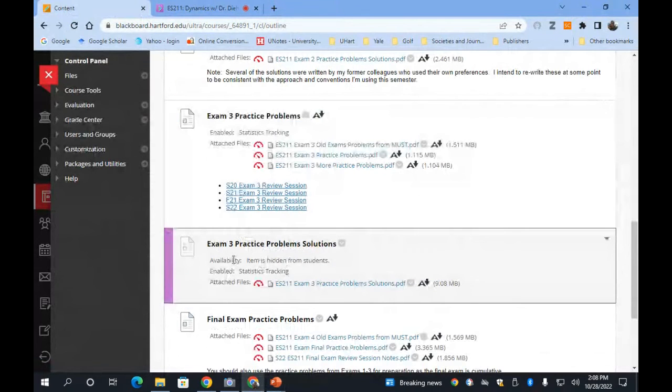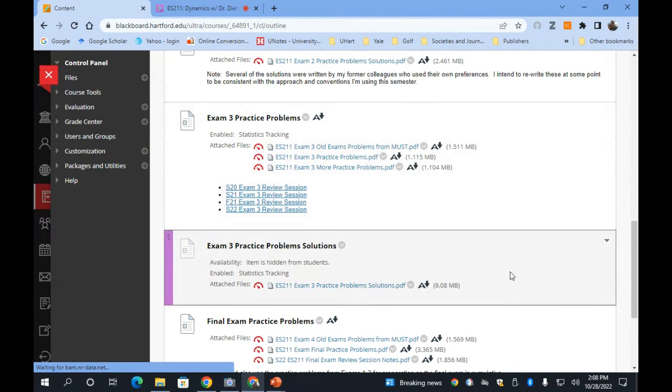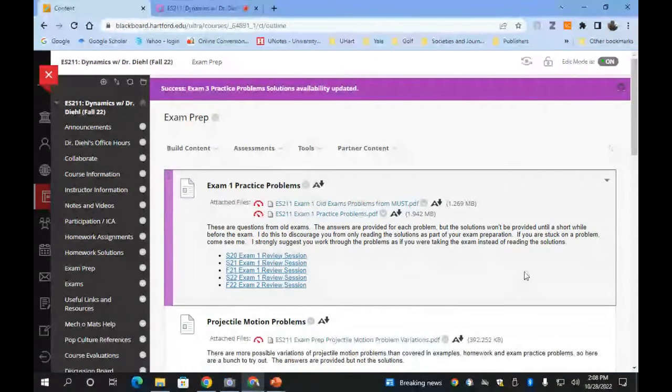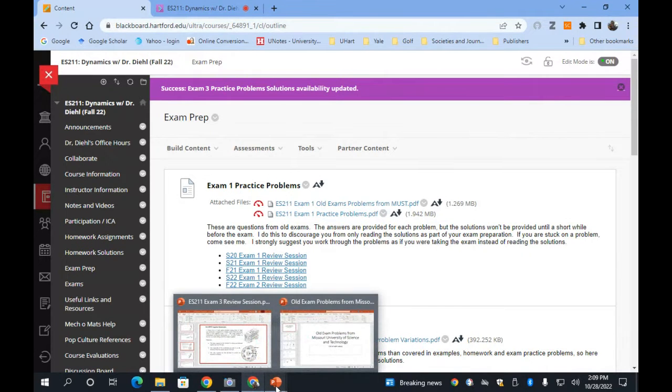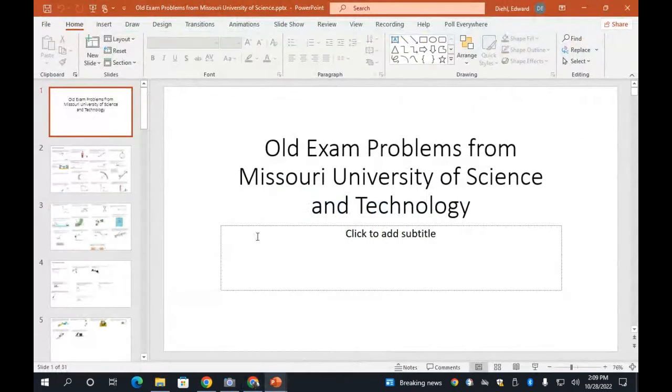Here you go. I haven't released them yet. I still kind of want to try to dissuade you from the temptation to just look at the solutions, but maybe I'm going to just go ahead and let you make that decision on your own. If you haven't figured it out yet, it's really important that you don't just look at the solutions, that you try out problems. And I also thought perhaps that instead of going over these problems, I might try these from this Missouri University of Science and Technology.